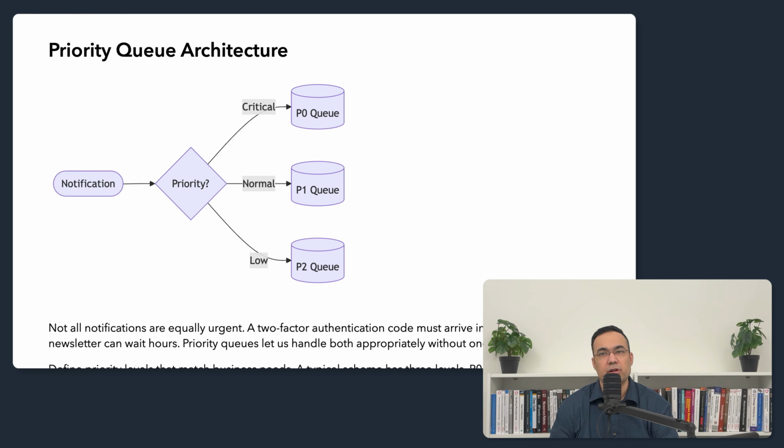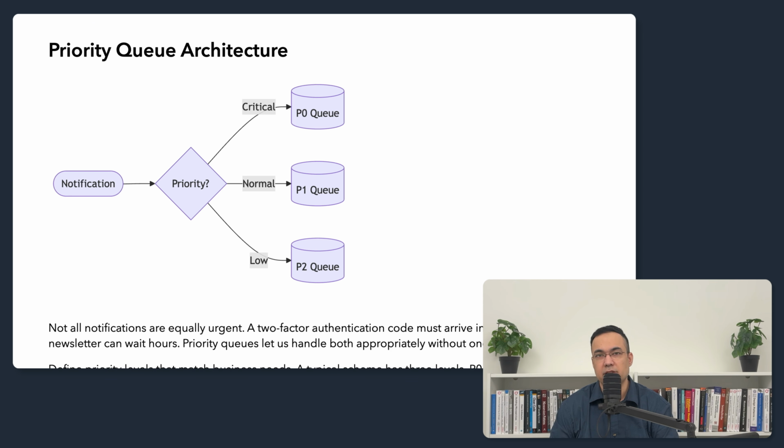Rate limiting by priority event prevents the lower priorities from consuming provider quotas. So, for example, if you have 1000 SMS per second capacity with a provider, you should be reserving 500 for P0, 300 for P1, and 200 for P2. If P2 exhausts its allocation, then it waits. P0 always has capacity available, and that is the goal. This approach prevents a marketing campaign from blocking authentication codes, which would be a serious incident.